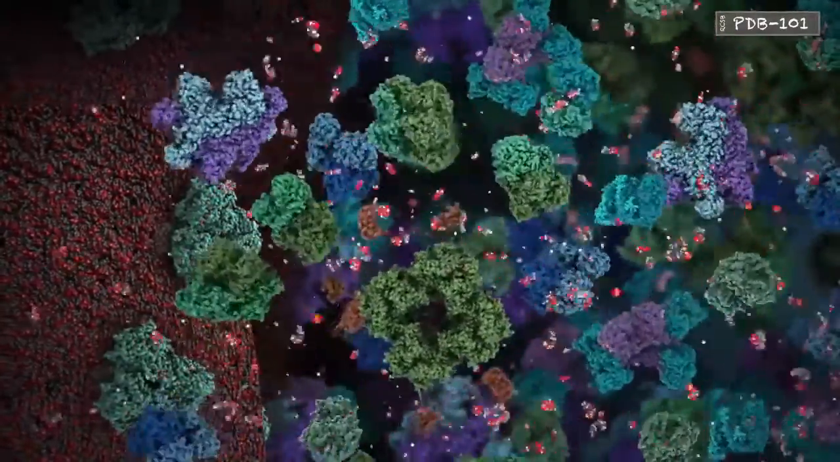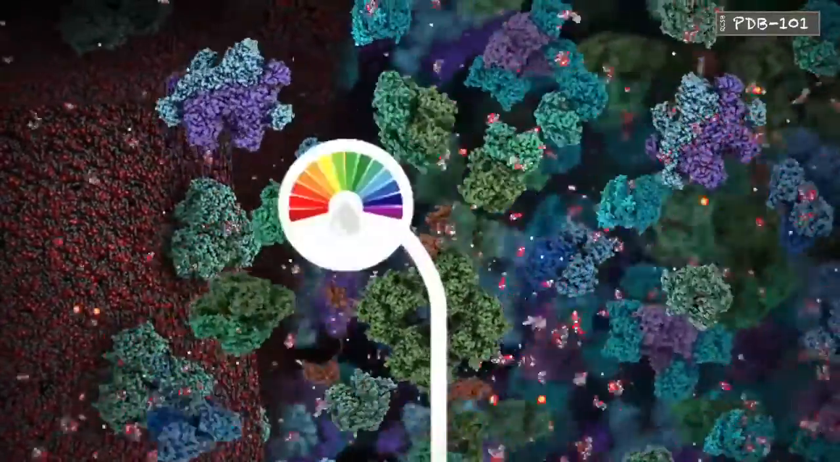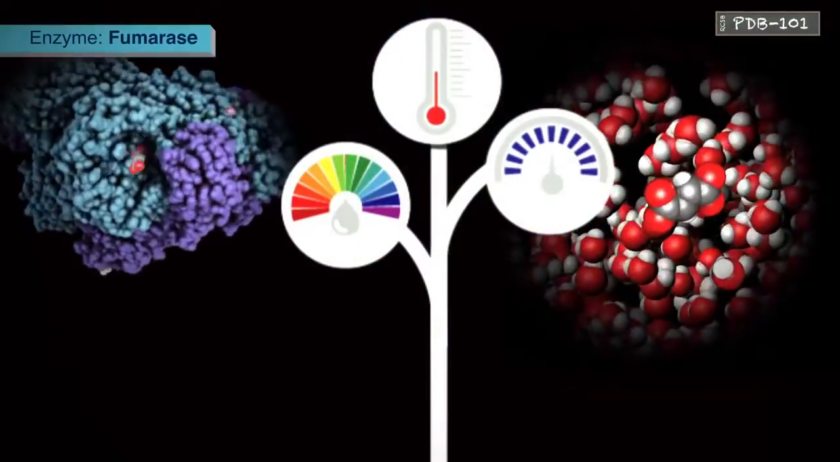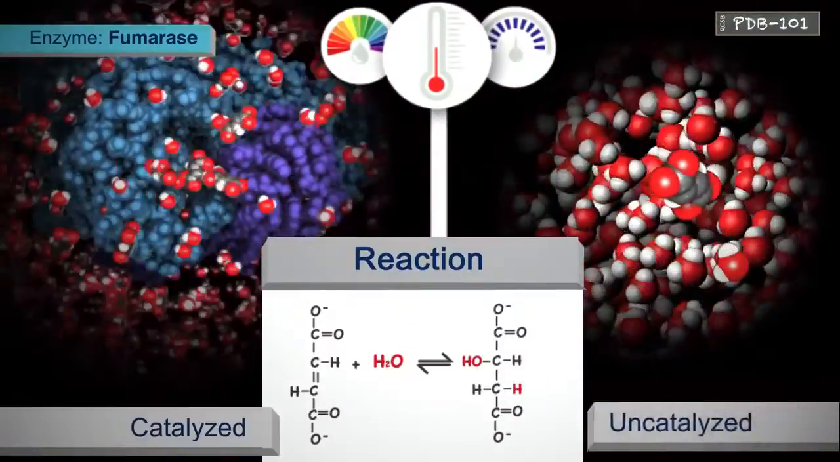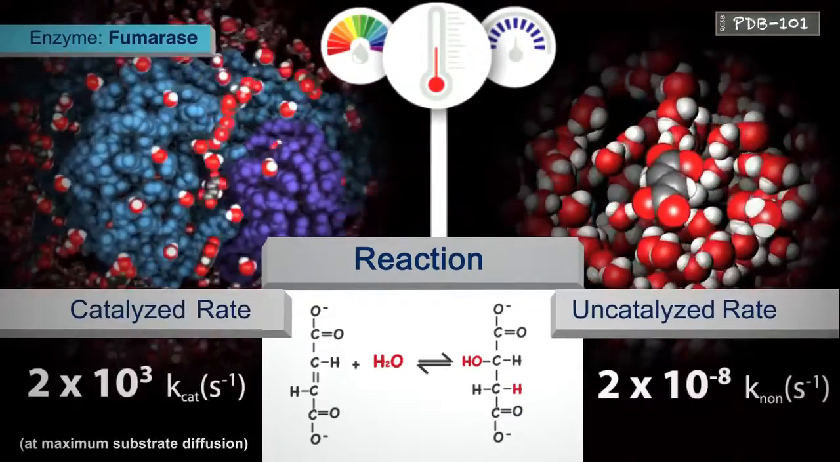The life-sustaining power of enzymes lies in the fact that they catalyze reactions in mild conditions of pH, temperature, and atmospheric pressure. The rates of catalyzed reactions are millions to trillions times faster than those of the same reactions uncatalyzed.